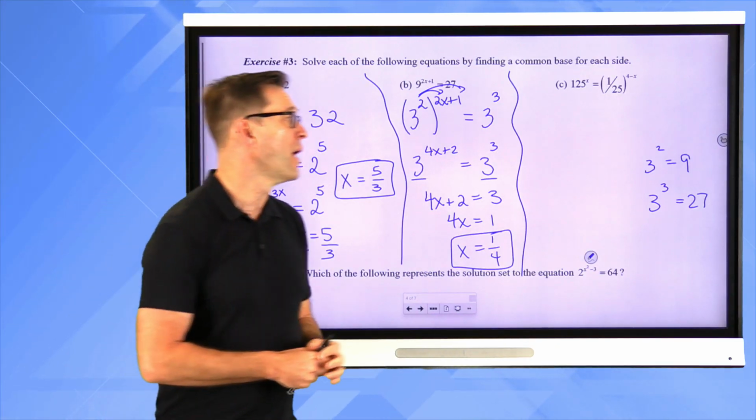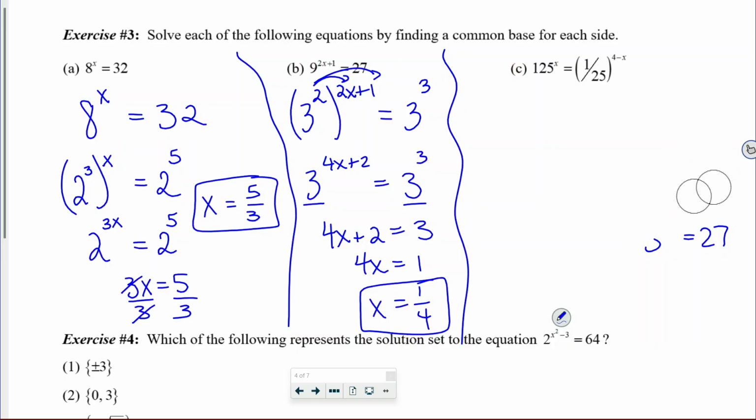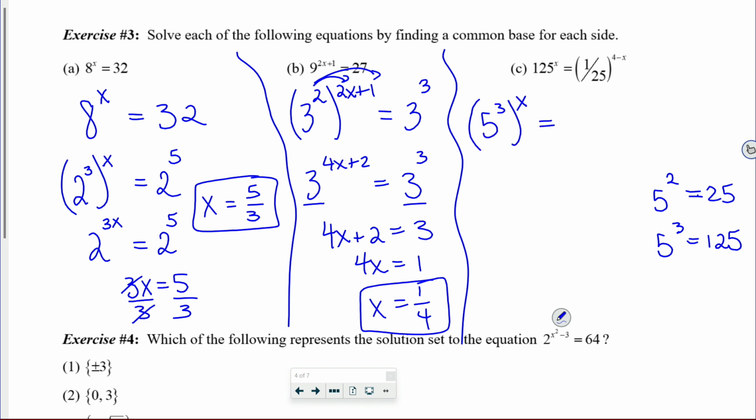All right, well, when I see something like 125 and 1/25, I'm thinking about 5, right? So 5 squared is 25. 5 cubed is 125. And that should really be enough for me because I can then take 125 and write it as 5 to the 3rd raised to the x. And on this side, I can write 1/25 as 5 to the minus 2 to the 4 minus x.